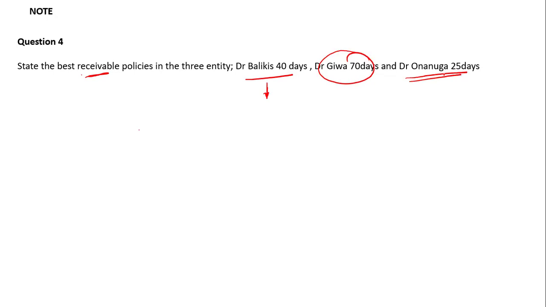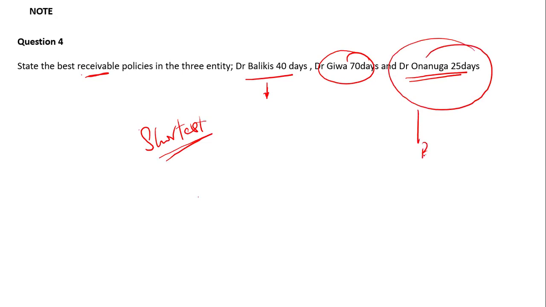Now, what are we testing here? The ability to look at it from a business view. Somebody has come to you as an analyst. You are told Balikis 40 days. They will collect money back from whoever is owing Balikis in 40 days. Now, who do you think would have done best? When we are looking at this decision, we look for the shortest period. So the shortest period is the best, because it's going to take the shortest period. Dr. Onuga would have collected money in 25 days. Look at Dr. Balikis, still taking 40 days, and Dr. Giwa 70 days.